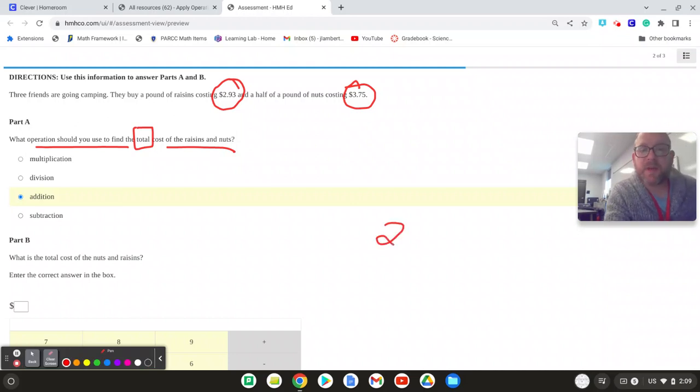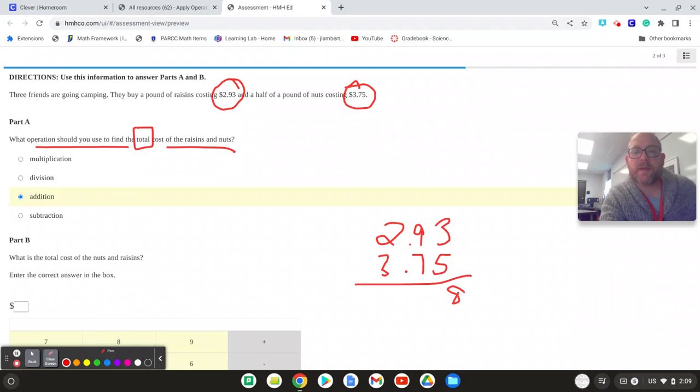So I've got 293 and I got 375. Let's add those bad boys up. 5 plus 3 is 8. 9 plus 7 is 16. Carry my 1 up. And 1 plus 2 is 3, plus 3 is 6. And then my decimal point, because I'm doing addition, goes straight down in my answer.